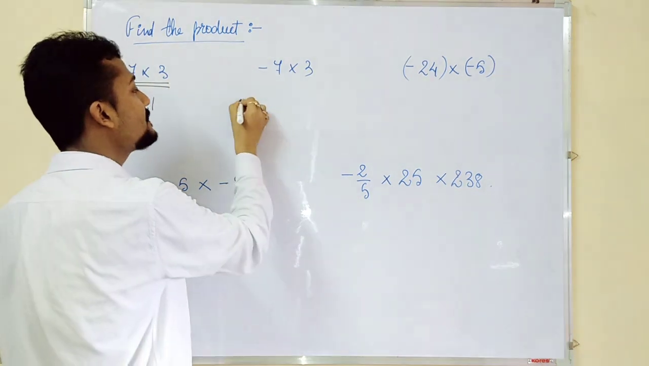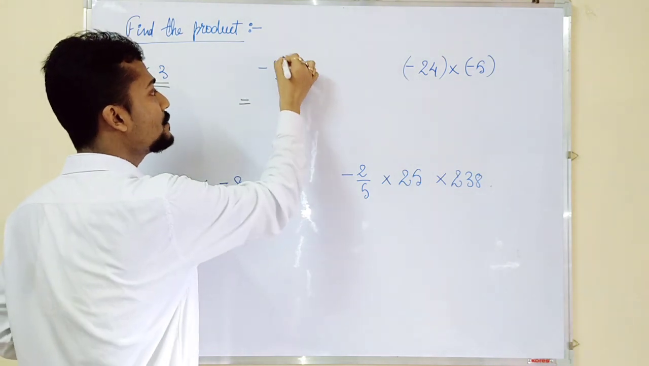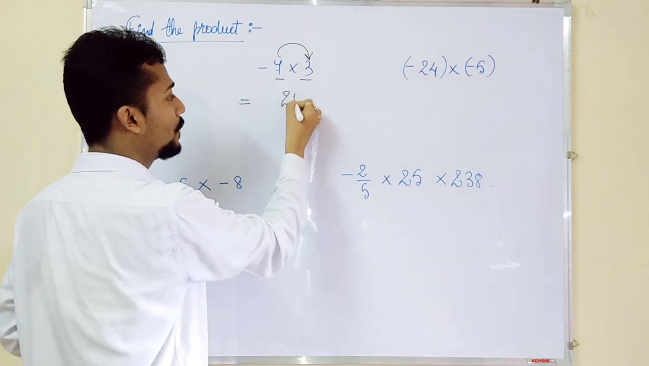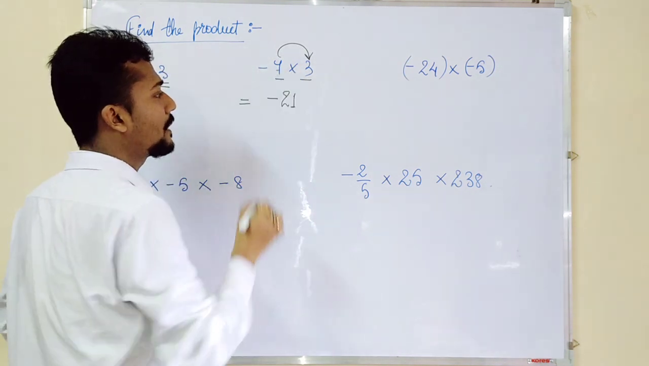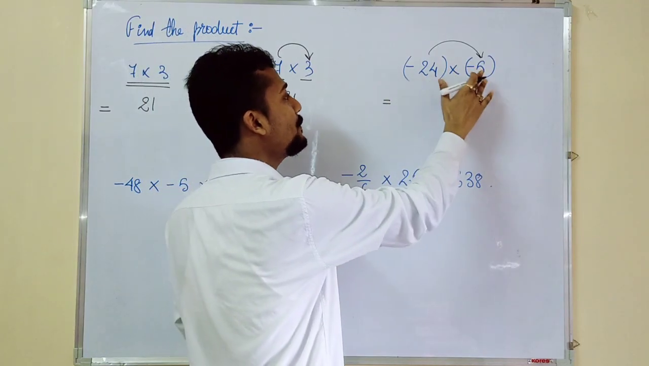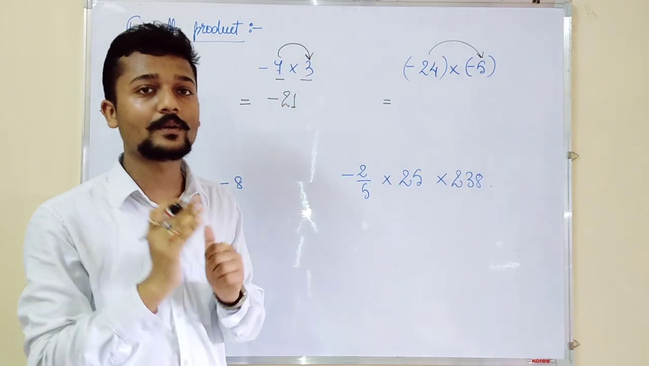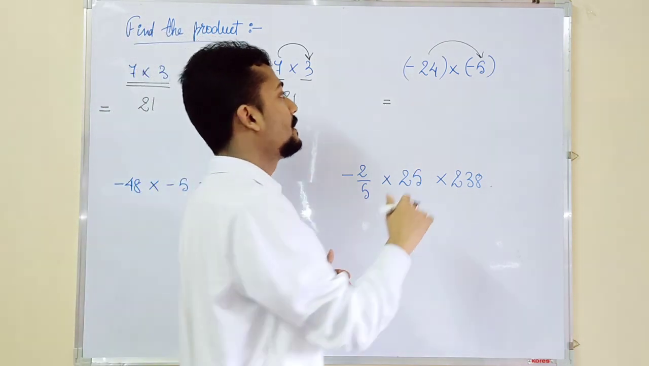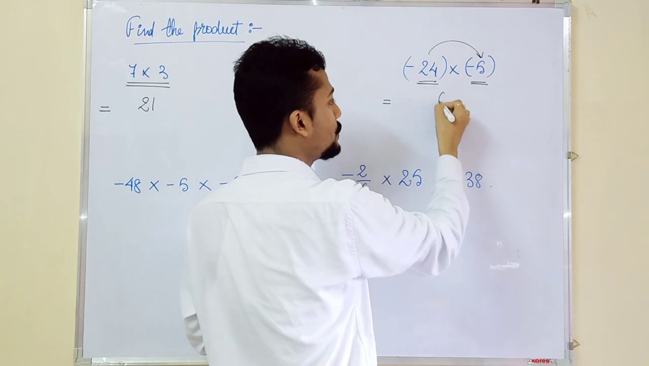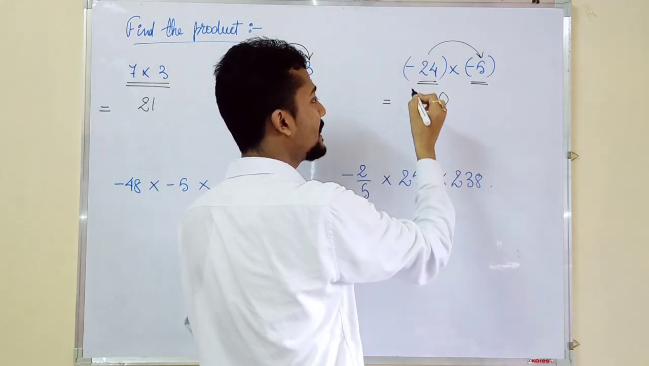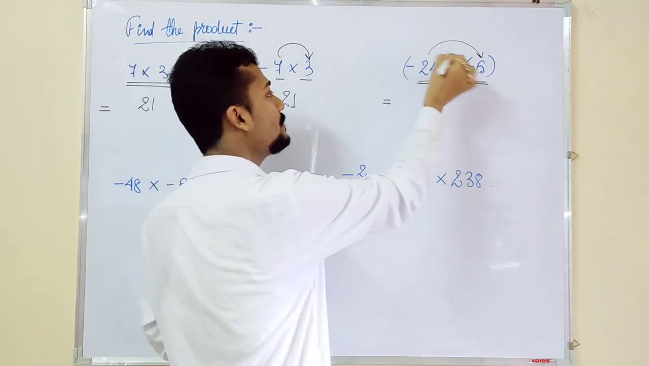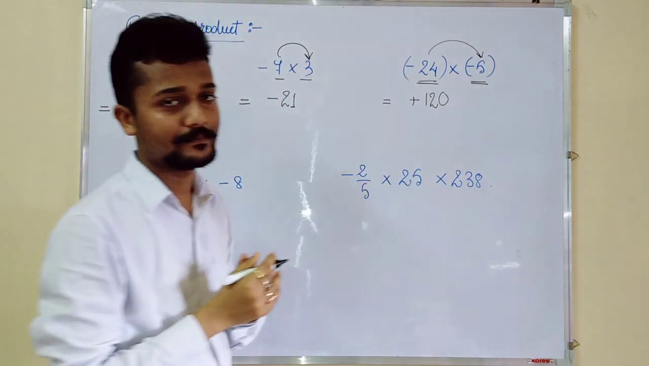Next, minus 7 into 3. So first what you will do, you will multiply them. 7 3s are 21. Minus plus minus. Simple. Clear? Next, minus 24 into 5. That means we are going to multiply them first, that means the number. So 24 into 5, how much? 5 4s are 20, 2 carry, 5 2s are 10, 11, 12, 120, isn't it? Now minus into minus is equal to plus.